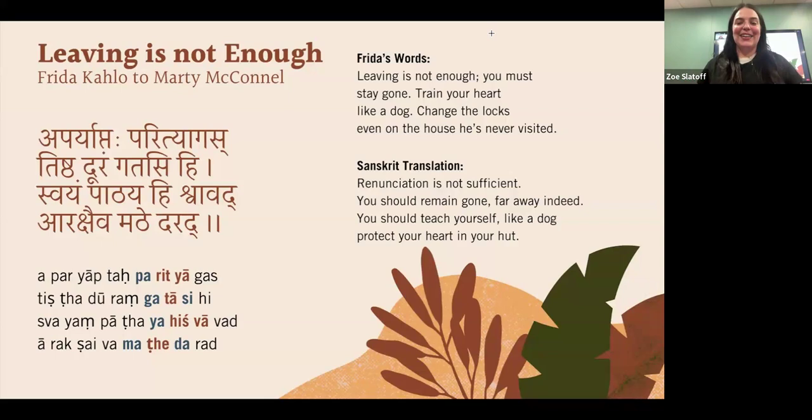So leaving is not enough. You must stay gone. Train your heart like a dog. Change the locks even on the house he's never visited. And then in Sanskrit, it's renunciation is not sufficient. You should remain gone, far away. You should teach yourself like a dog. Protect your heart in, we have a hut in Sanskrit, not a house. Which mine feels more like a hut than a house sometimes. So this is a beautiful hut. Okay.